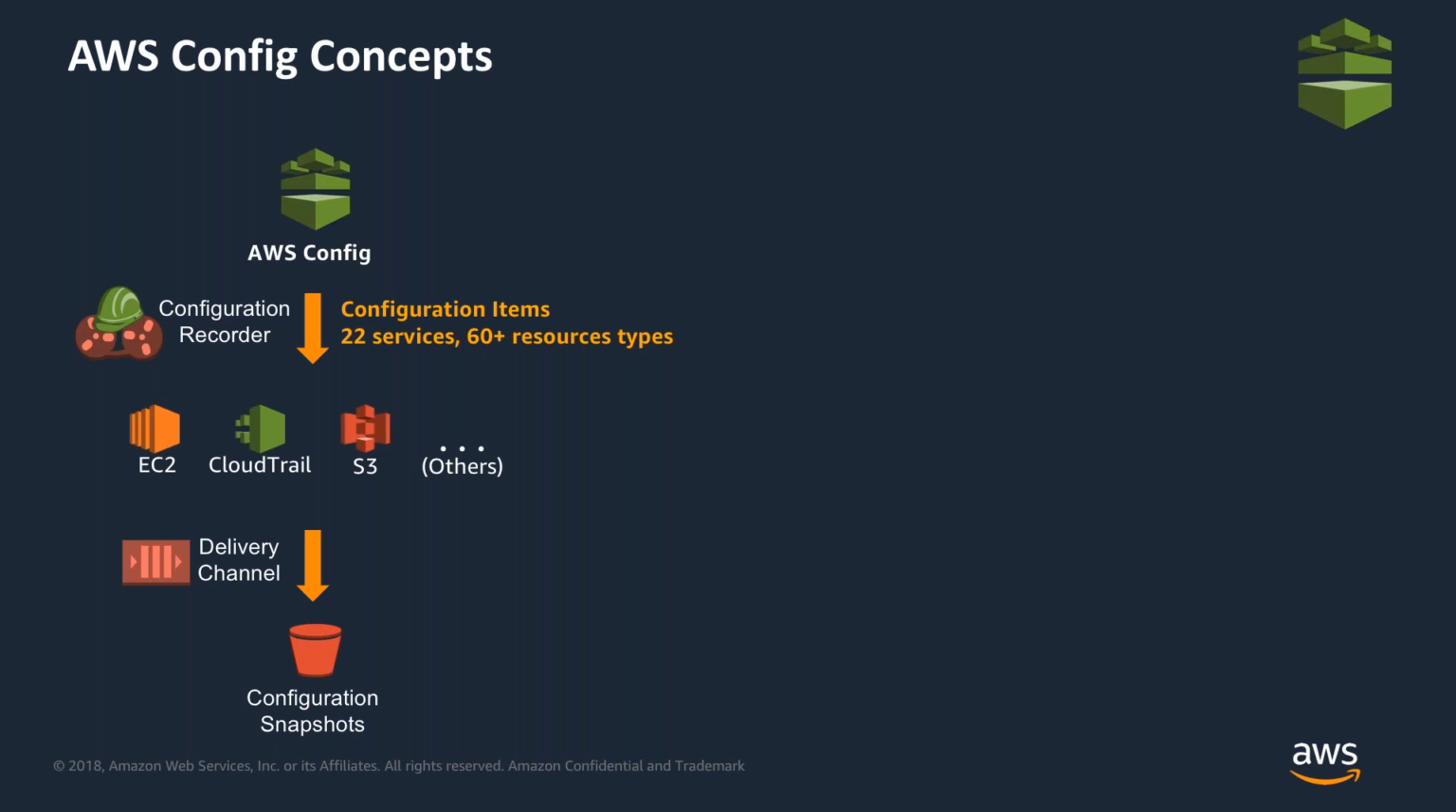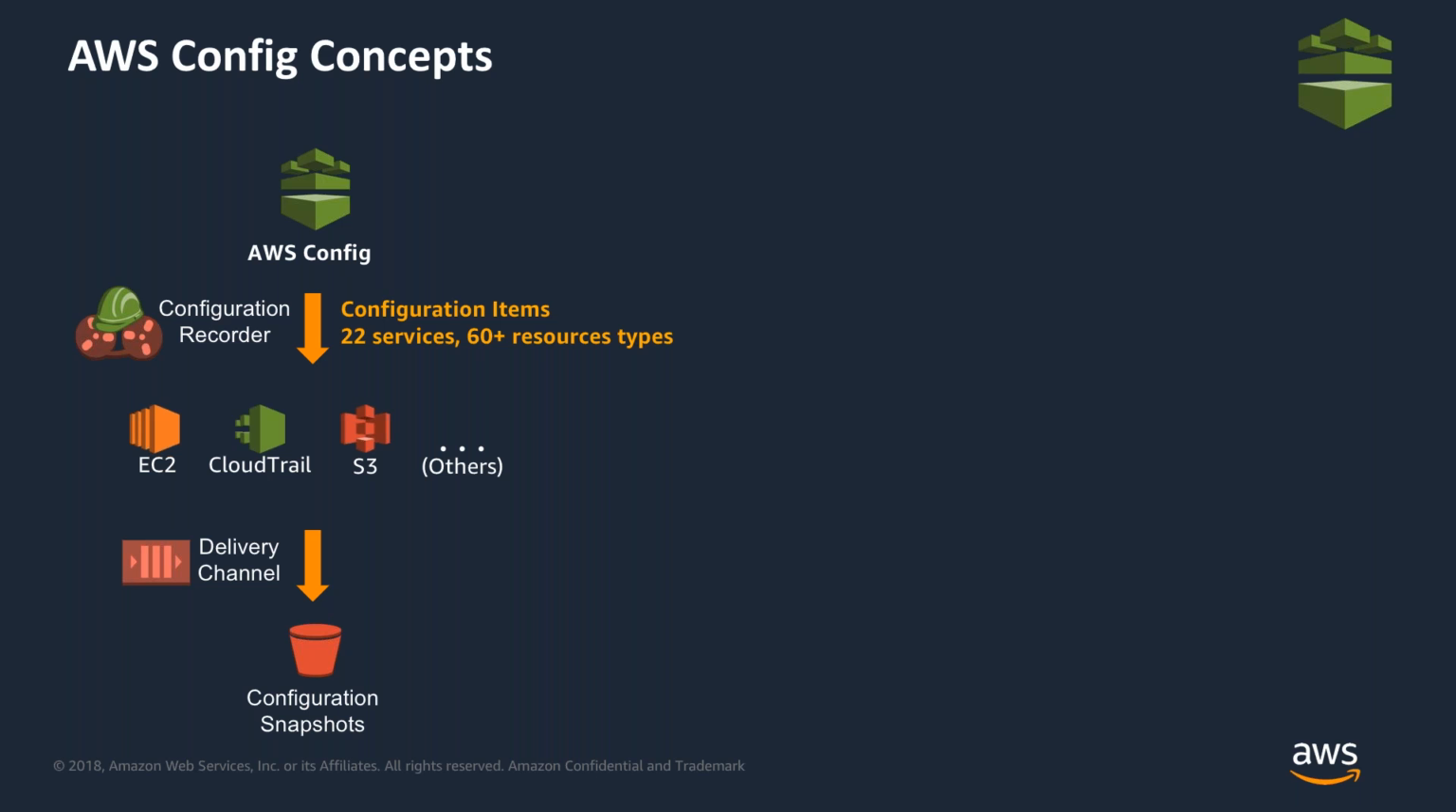It's also worth calling out that you can only have one delivery channel per region, per AWS account, and configuring the delivery channel is a must to use the AWS Config service.